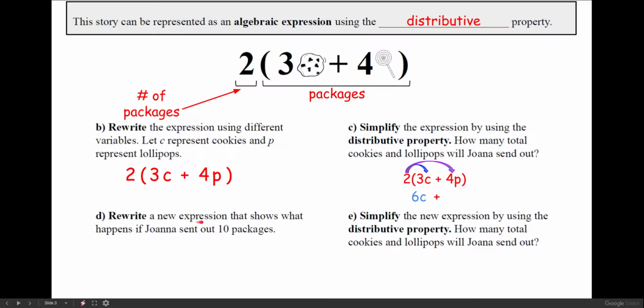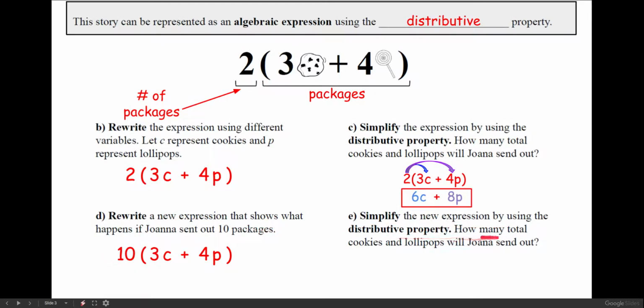D, rewrite a new expression that shows what happens if Joanna sent out 10 packages. Well, instead of sending out 2 packages, she's going to send out 10. So that first term is going to be a 10. And then now we just make the packages. Remember, it's the same package. So it's going to be 3C and then 4P. So the package itself doesn't change. But because she's sending it to 10 people instead of 2, that's what happens.